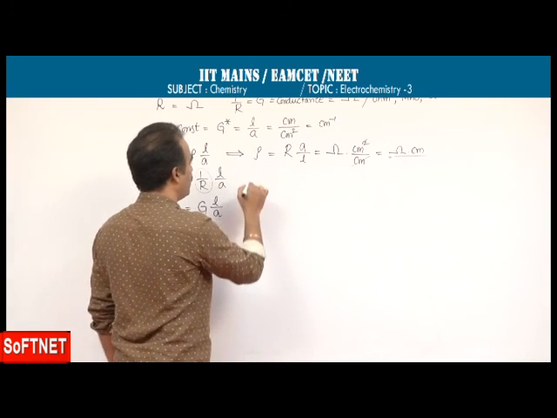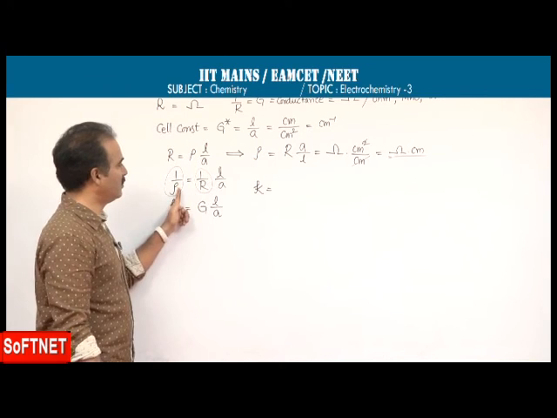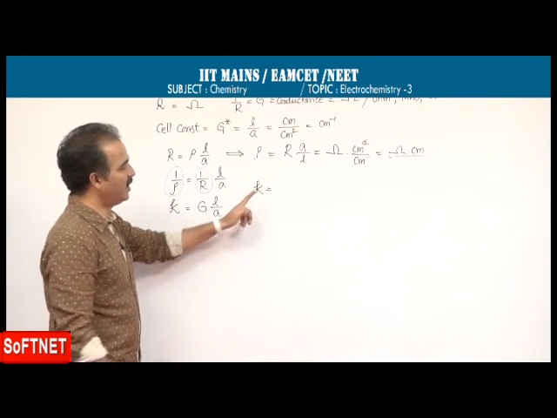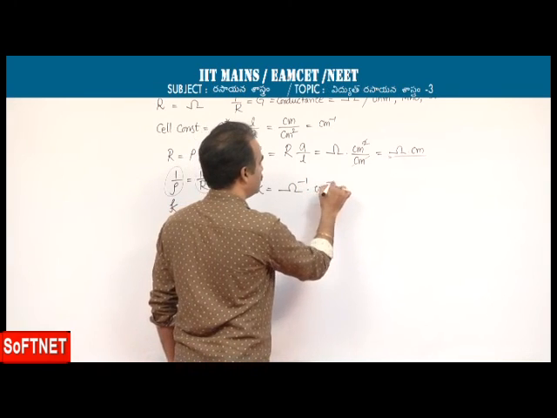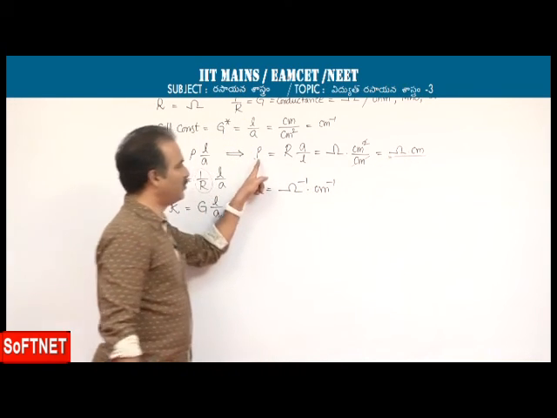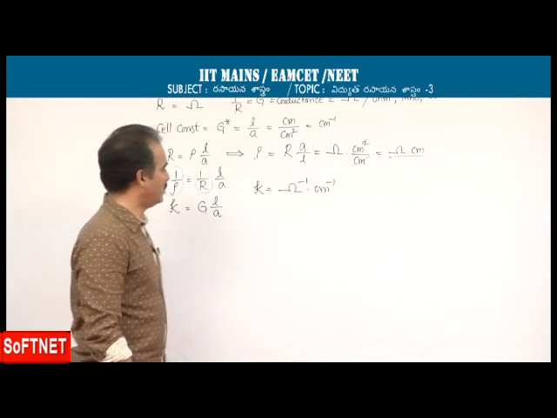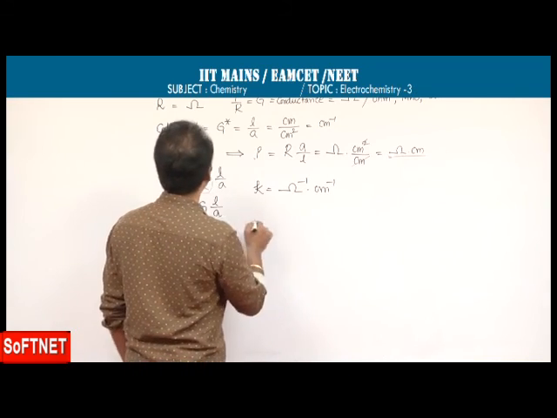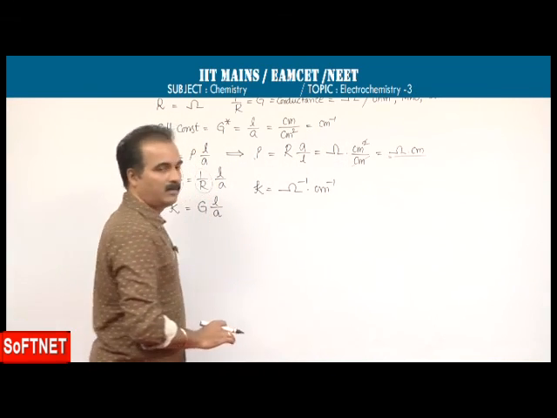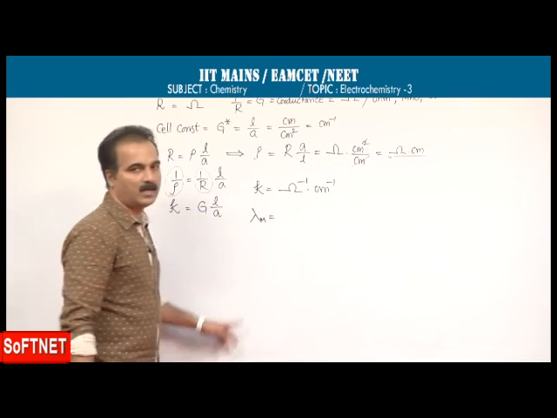So, the reciprocal of it is called specific conductance. Reciprocal is nothing but 1 by rho, which is K. What are the units of K? Ohm inverse, centimeter inverse. Then we have come across cell constant, already centimeter inverse. Now, molar conductance. What are the units of molar conductance?